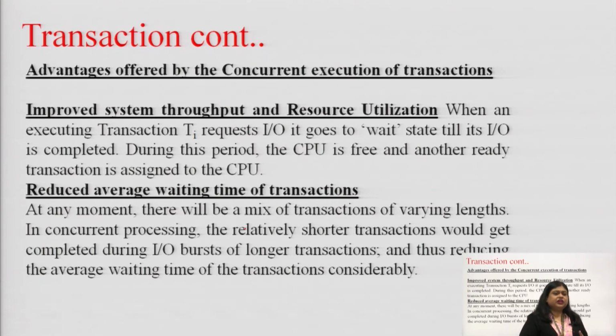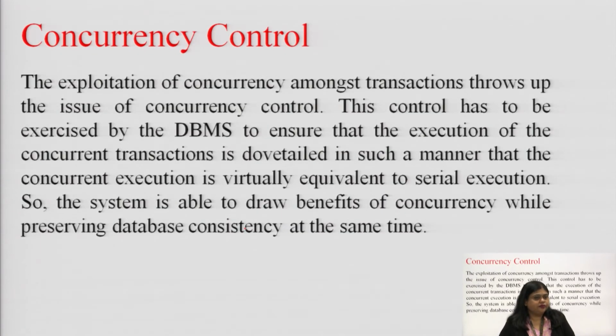Resources of the computer are utilized in a better manner, and it also reduces the average waiting time, right. So, these are the main advantages that we have when we are talking about concurrent execution of transaction. The throughput improves, resource utilization improves, and the average waiting time of the transactions reduces, right. So, these are the advantages that we have when we are talking about concurrent execution.